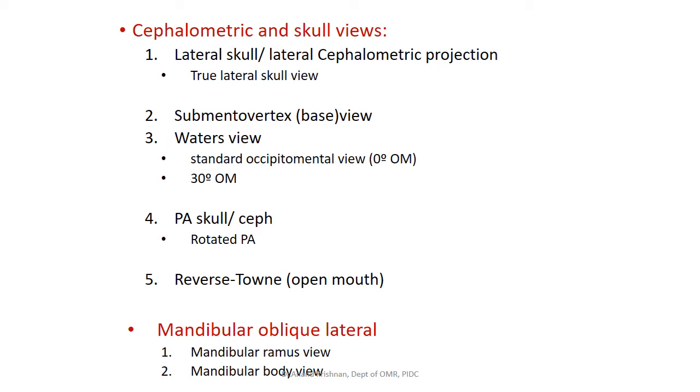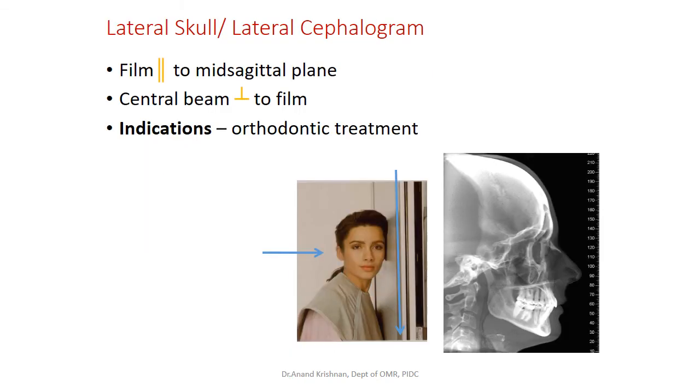To start off with, we have the cephalometric and skull views, where we have the lateral cephalogram and a modification or variant of it, the true lateral. Then we have the submentovertex, the Waters view, the PA view or PA skull, or PSF as it is called, and a modification of that, the rotated PA, and then the reverse Towne's view. And in mandibular oblique lateral, we have mandibular ramus and mandibular body. So we'll see a few of them individually.